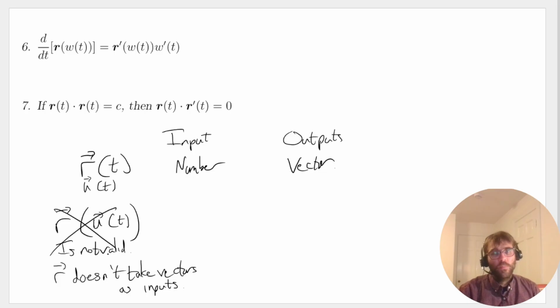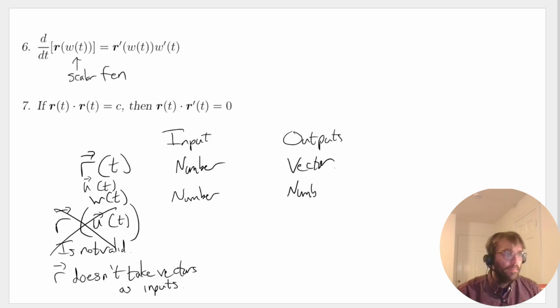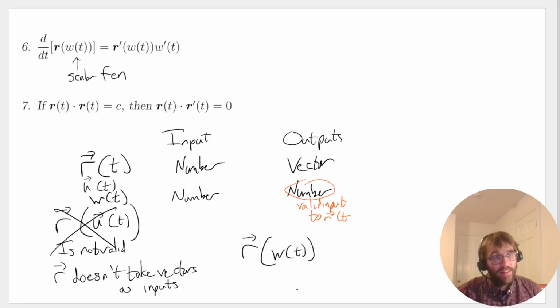What can you do? Well, we don't have any functions that can take vectors as inputs, so the only thing we can put as an input is a scalar function. We can put w of t, where the input is a number and the output is a number, and so that output is a valid input, turning around and using it in r. So r of w of t is a valid composition. And as a composition of functions, you can try to do the chain rule.